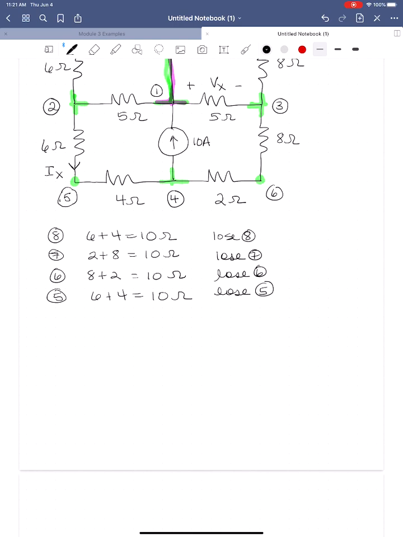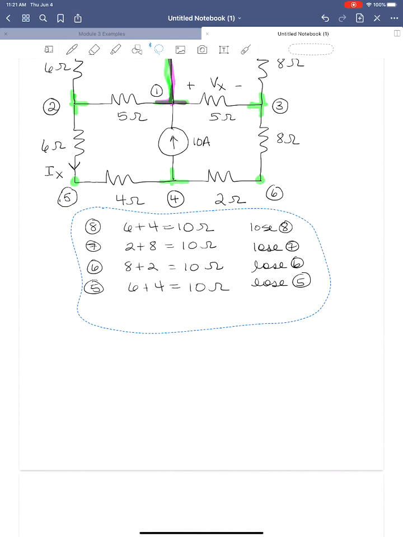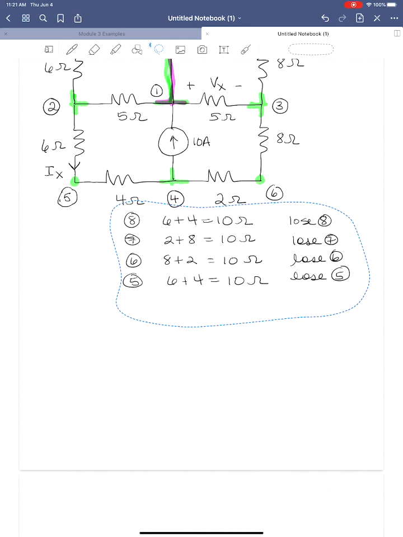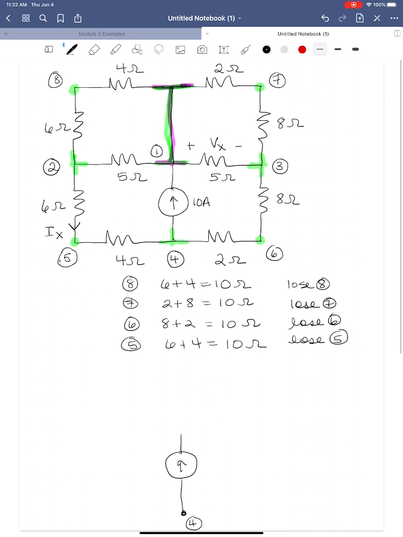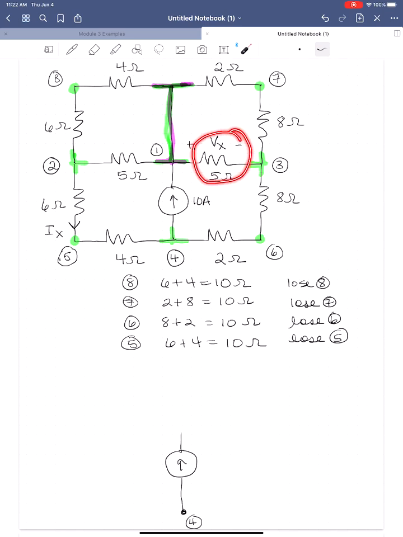Let me see. I'm going to move these up. I'm going to try to draw the circuit and see if that gives us enough room. Okay, so I'm going to start with the 10 amp source because we haven't done anything to that. So here's the 10 amp source. Here's node 4. Okay. We haven't done anything to the 5 ohm resistor here and the 5 ohm resistor here. So let's draw those in next.